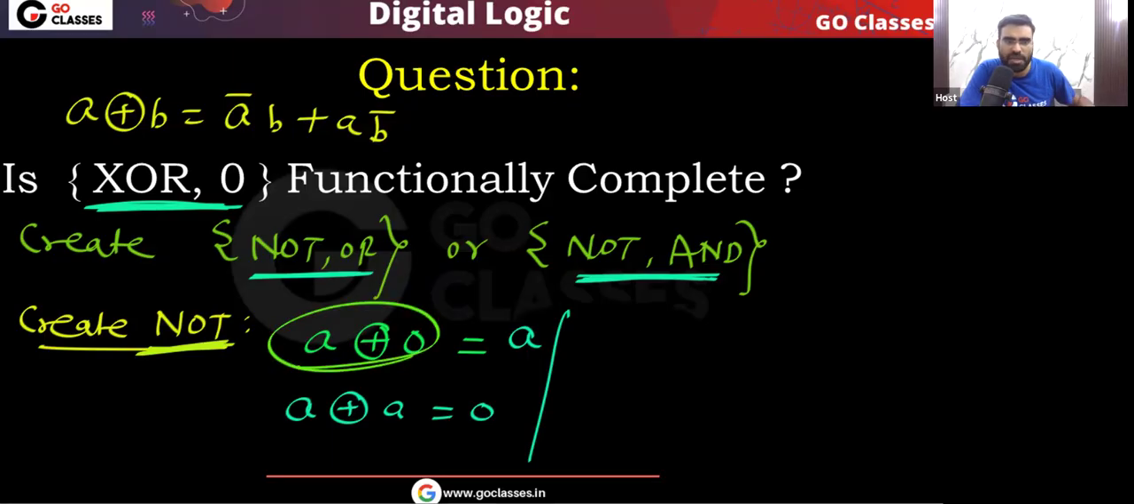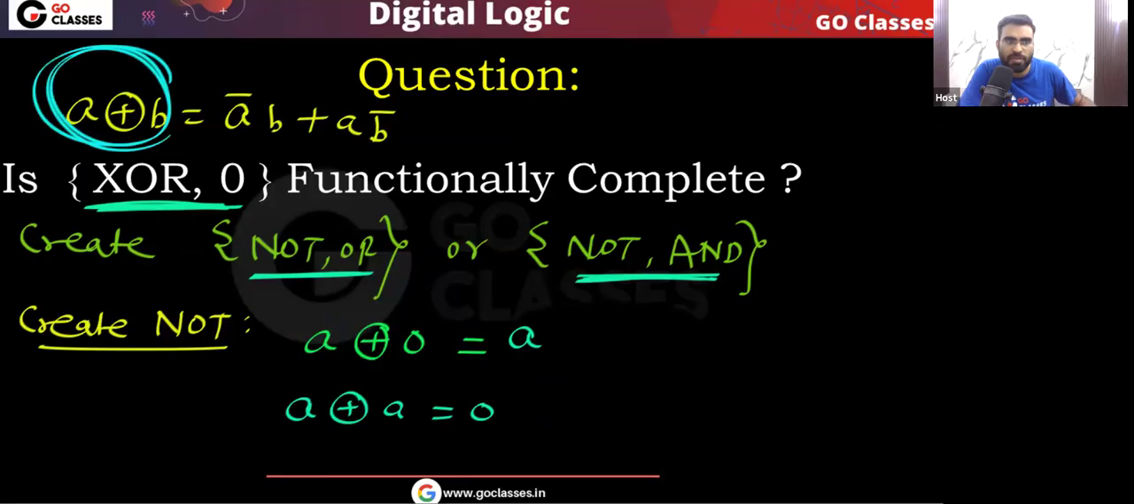See, if I do this, I cannot create A bar. If I do this, I cannot create A bar. So, is there any way? We cannot create not. Yes or no? Just think about it. Maybe using this multiple times, can I create not? By using this XOR multiple times, can I create not? Is it a possibility?